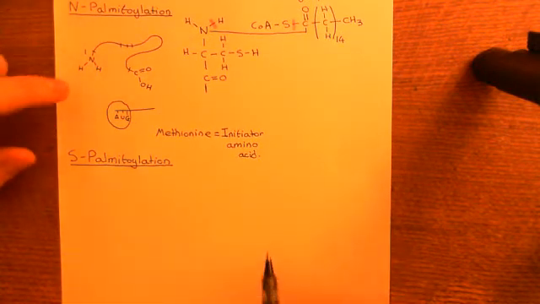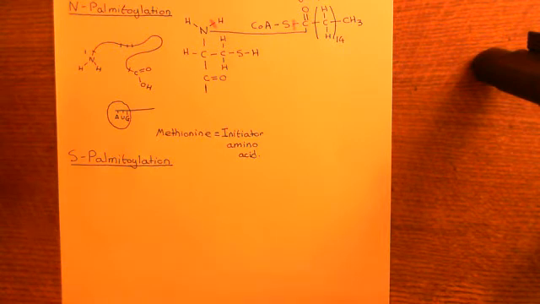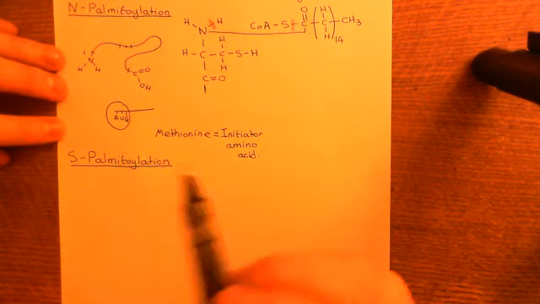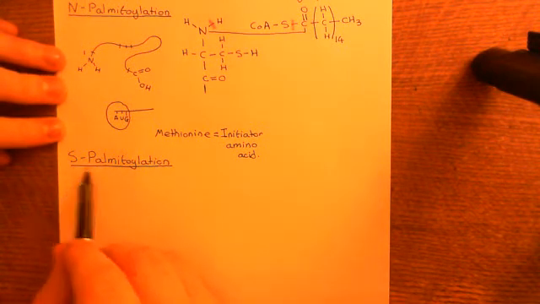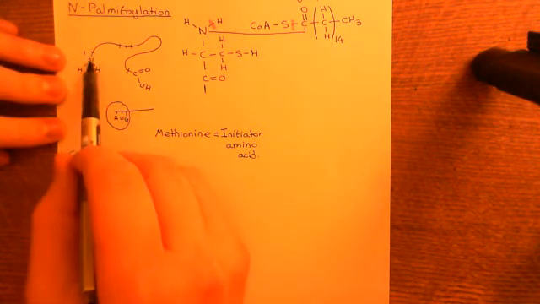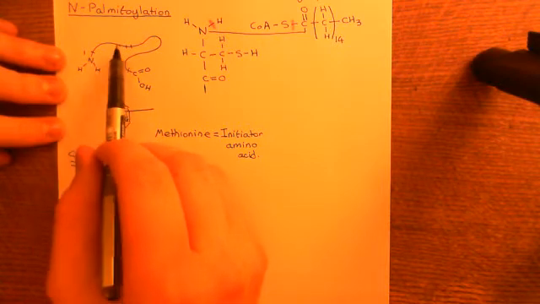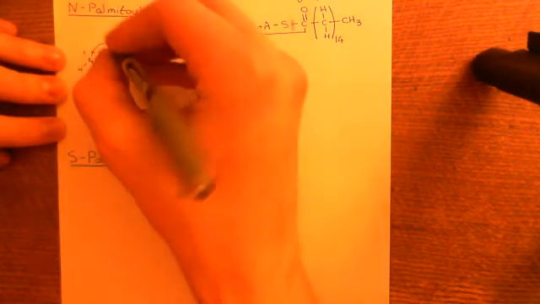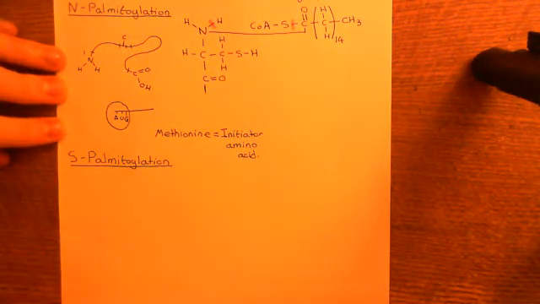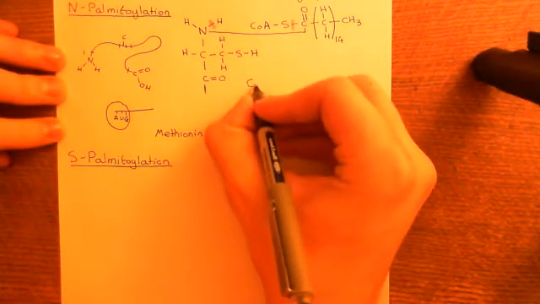S-palmitoylation will occur again on cysteine residues. Basically, this is the running theme. You can only add palmitoyl groups onto cysteine residues, no other amino acid. Okay, so S-palmitoylation, however, is not going to occur onto cysteine residues that are in position 1. Instead, it's going to occur on cysteine residues that are in the middle of the polypeptide.